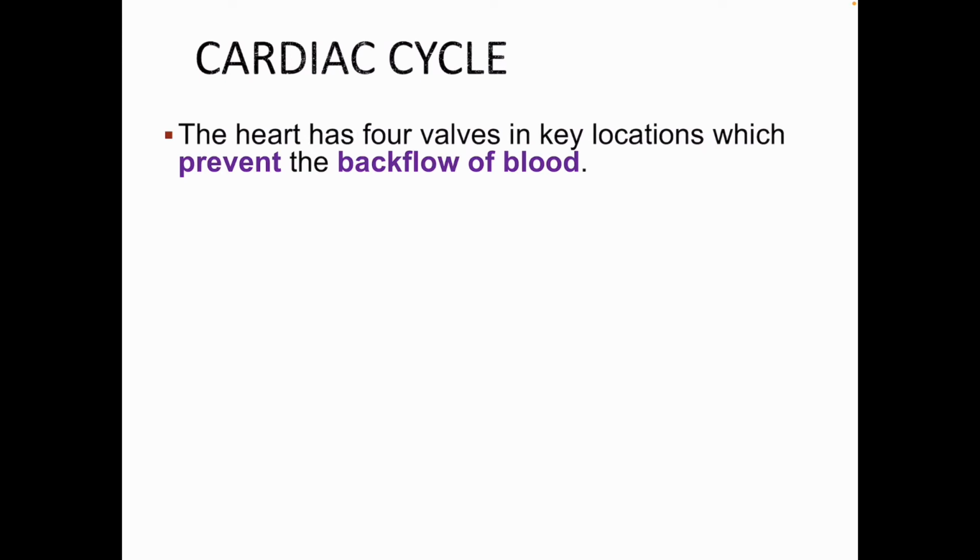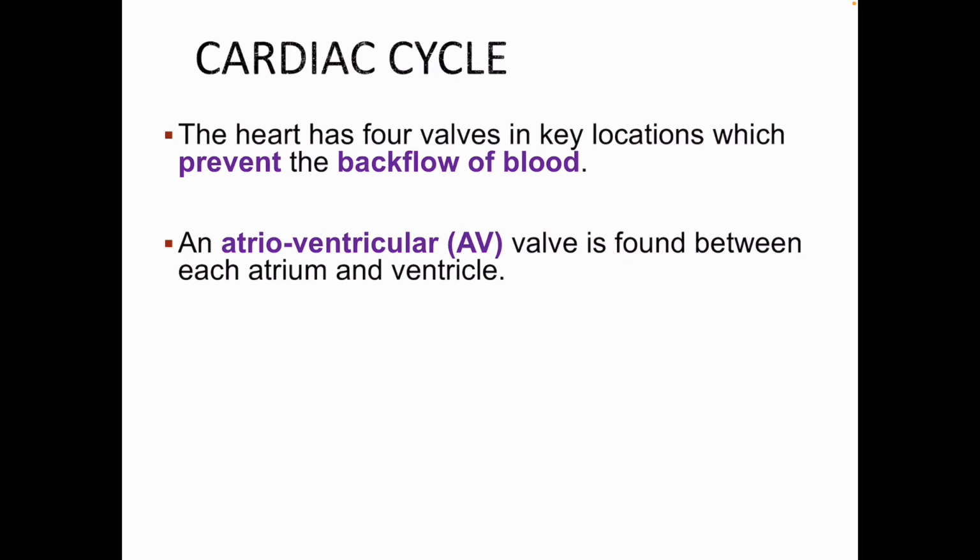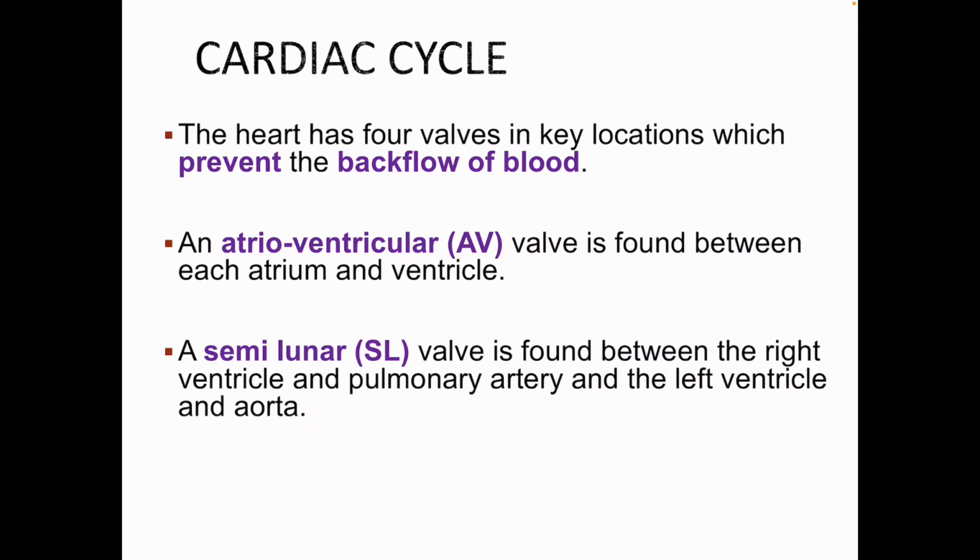Right, let's just recap what the heart valves actually do first. The function of the heart valves is to prevent the backflow of blood. Within the heart, there are 4 valves. There are 2 AV valves, or atrioventricular valves, found between each atrium and ventricle. And then there are 2 semilunar valves found between the right ventricle and the pulmonary artery, and the left ventricle and the aorta.